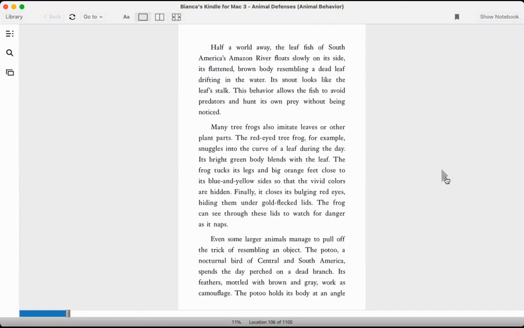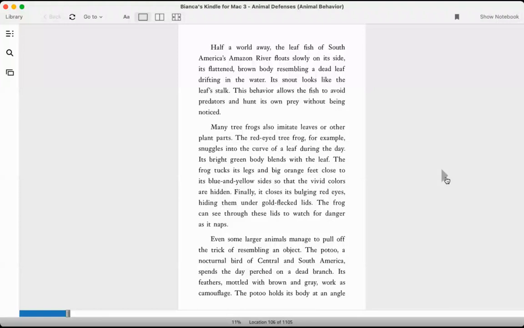Many tree frogs also imitate leaves or other plant parts. The red-eyed tree frog, for example, snuggles into the curve of a leaf during the day. Its bright green body blends with the leaf. The frog tucks its legs and big orange feet close to its blue and yellow sides so that the vivid colors are hidden. Finally, it closes its bulging red eyes, hiding them under gold-flecked lids. The frog can see through these lids to watch for danger as it naps.